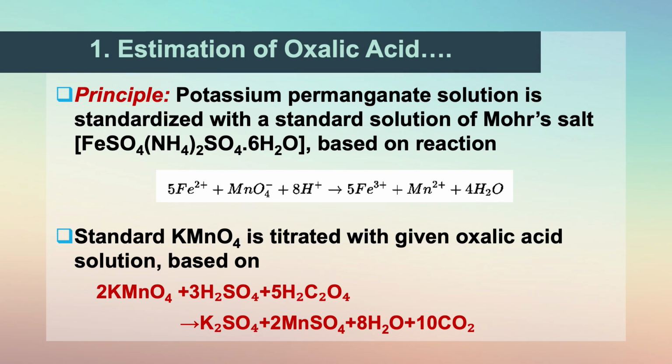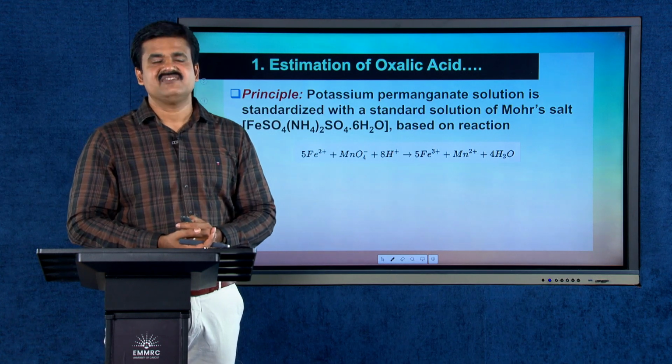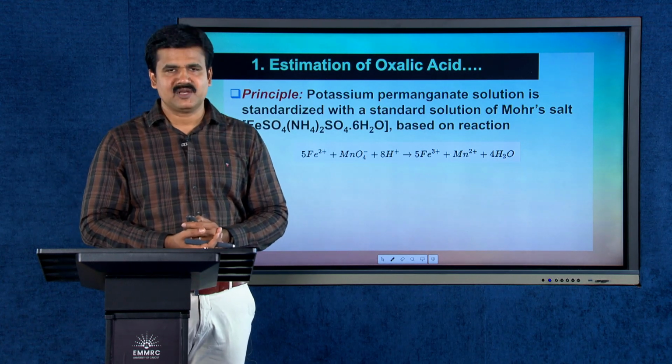So, the exact molecular formula of Mohr's salt, which is a primary standard also, is FeSO4, (NH4)2SO4, 6H2O. And you have to standardize the given KMnO4 solution with a standard solution of Mohr's salt. And this is the reaction which is responsible for the standardization of acidified KMnO4.